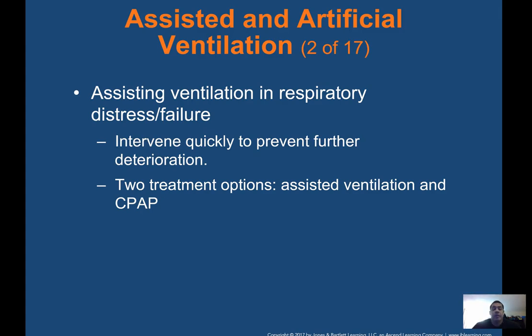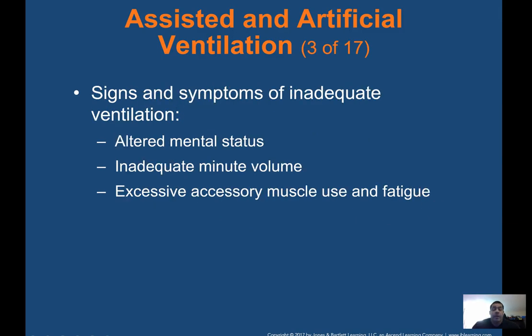So Anna says that you guys are able to do CPAP now. So that's something we'll have to go over. Assisted ventilation, we've kind of already gone over that with the BVM. Signs and symptoms of inadequate ventilation: altered mental status, inadequate minute volume, excessive accessory muscle use, and fatigue.